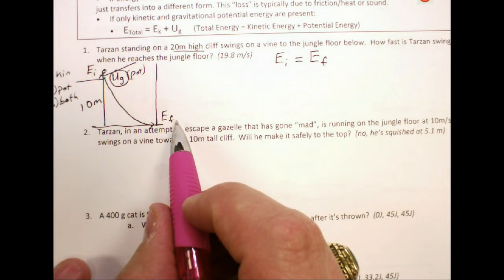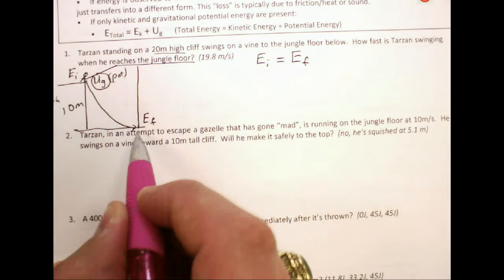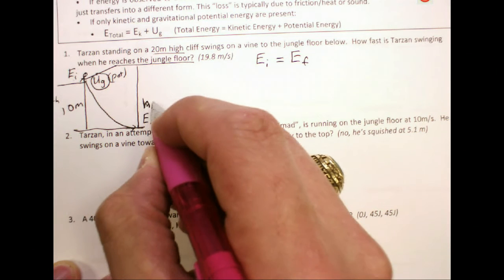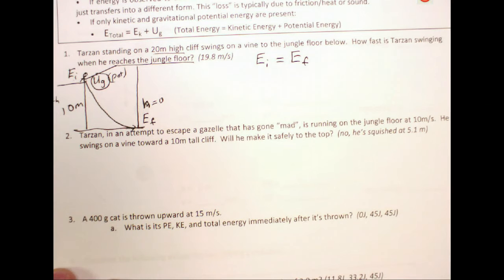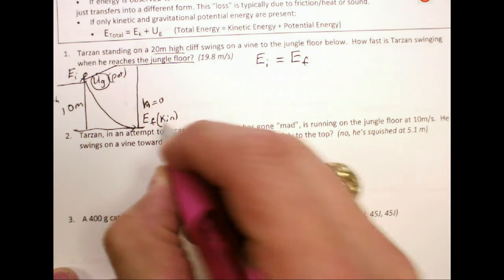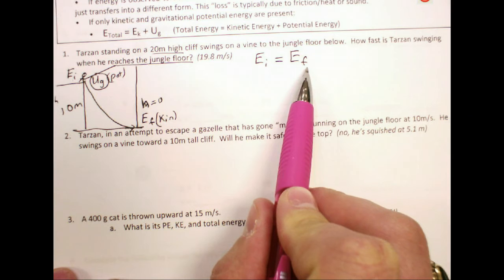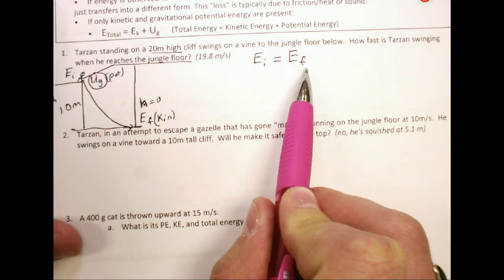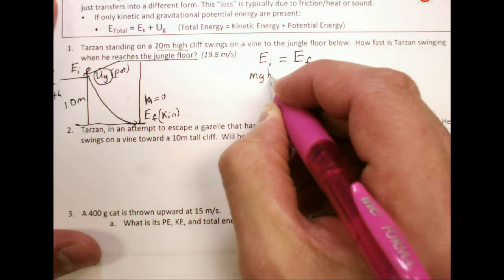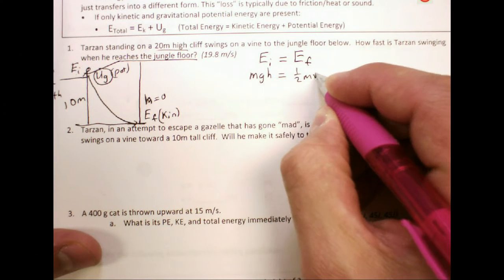At the bottom, notice that it says that Tarzan is swinging and he reaches the jungle floor. That means down here at the bottom, his height H is actually 0. And if your height is 0, that means you have no more potential energy. So down here at the bottom, all of his energy is going to be kinetic energy. So the initial energy is potential, and the final energy is kinetic. And all we have to do is ask ourselves, what equations do we use to solve for those? Potential energy is mgh, and kinetic energy is 1/2 mv squared.